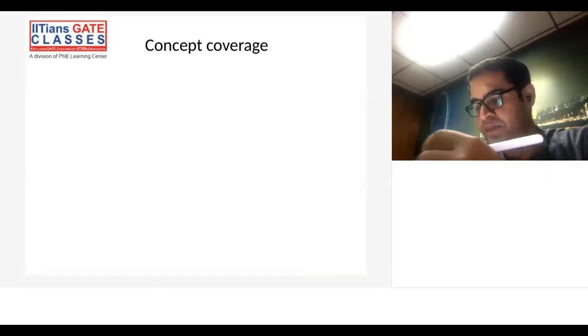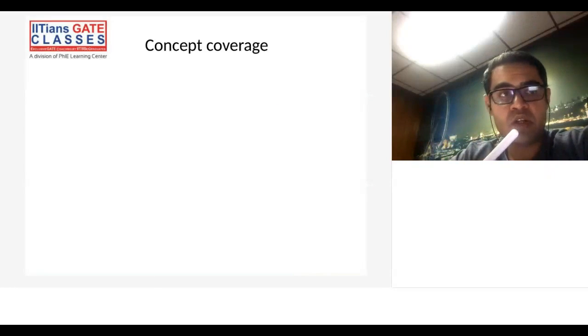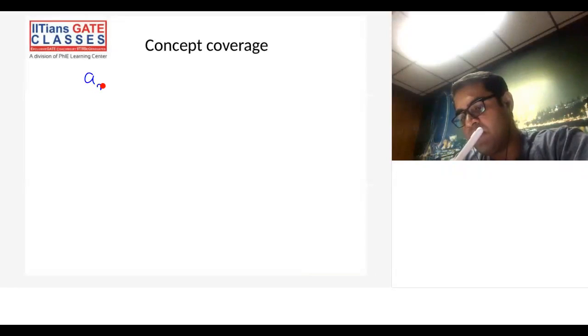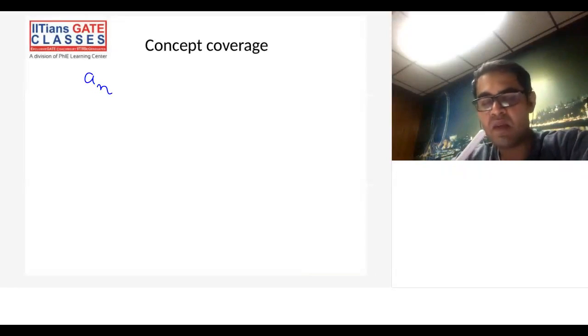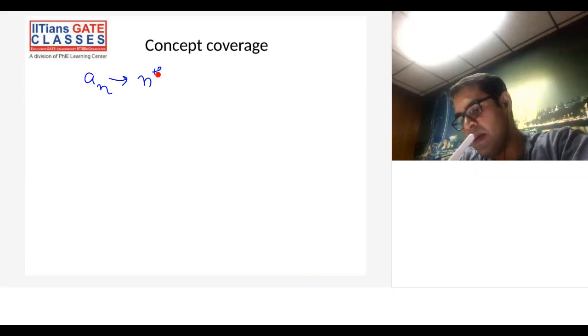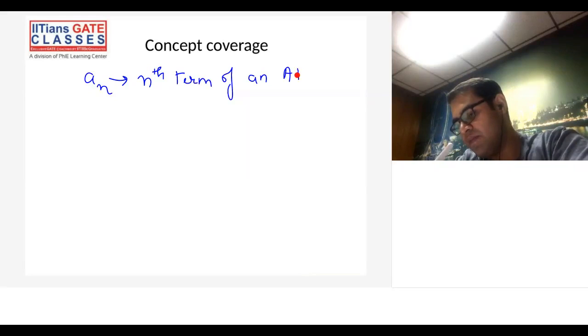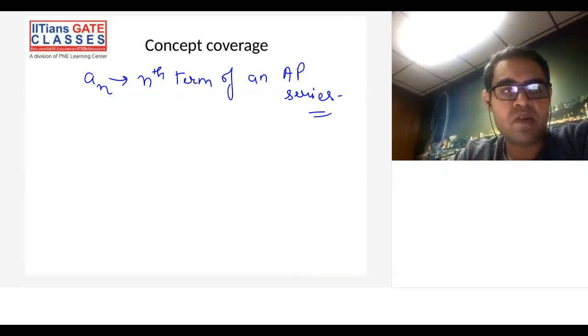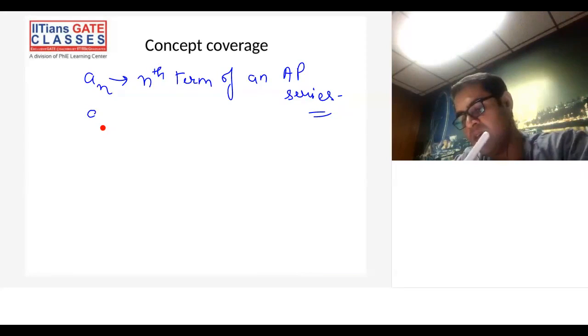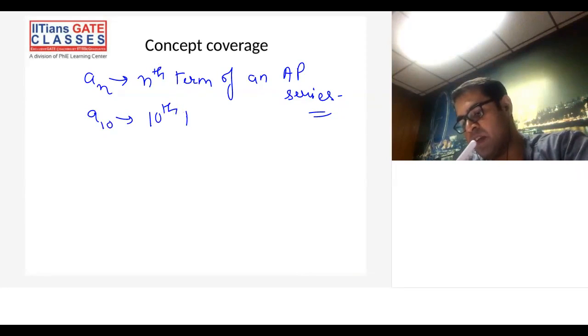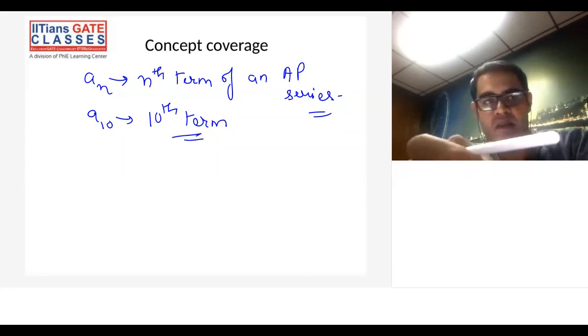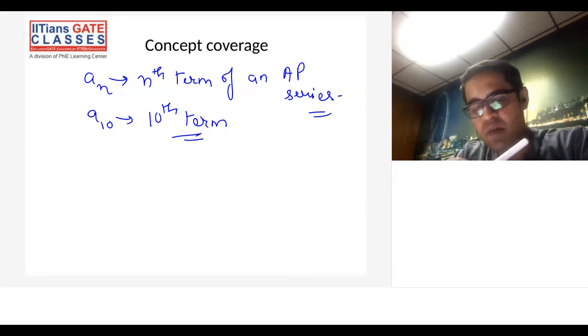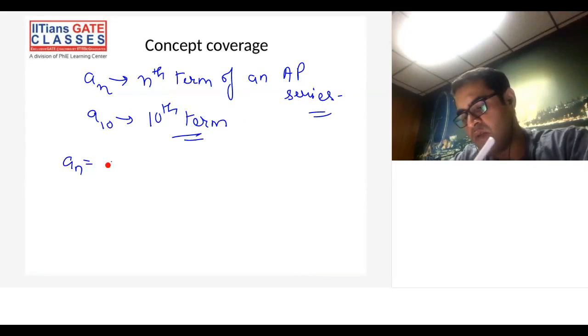Now we are going to see two important formulas. So for that, first thing I'll mention is An. What is An? Nth term of an AP. An represents the nth term of an AP series. Something like A10 represents the 10th term of the AP series. So what is the formula for An? An is equal to a plus (n minus 1) into d.